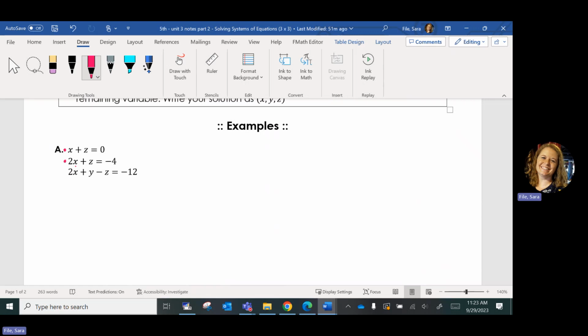I picked the first two, and I'm going to come over here for my step one, and I'm going to line those up. I have X plus Z equals 0, and I have 2X plus Z equals -4. Now, does anything eliminate, or am I going to have to change something? Now, the Z's are both 1Z, so that's good. I need one of them to be negative, right?